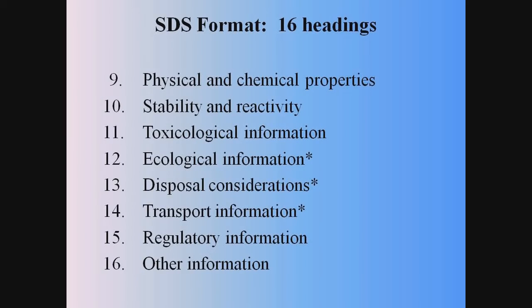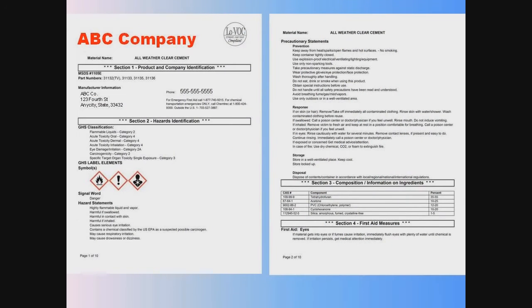And the last 2 sections will be regulatory information and then any other information deemed pertinent by the manufacturer or an outside regulatory agency. Here are the first 2 pages of a sample safety data sheet. Note the specific sections. All safety data sheets will have the sections or headings in this order and in this format. This will make finding specific information much easier.